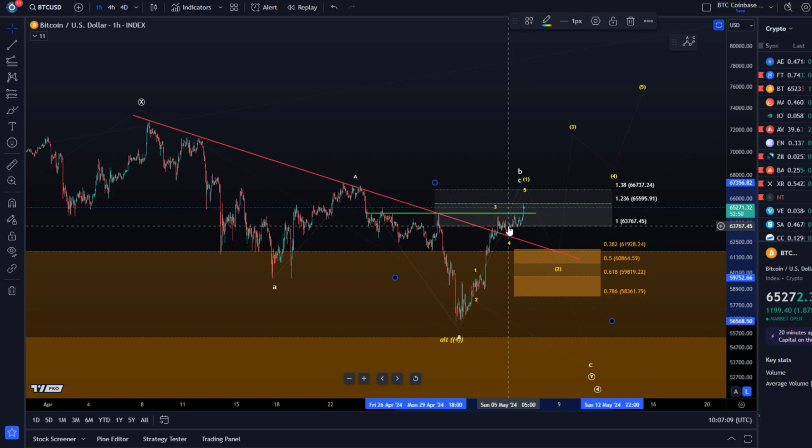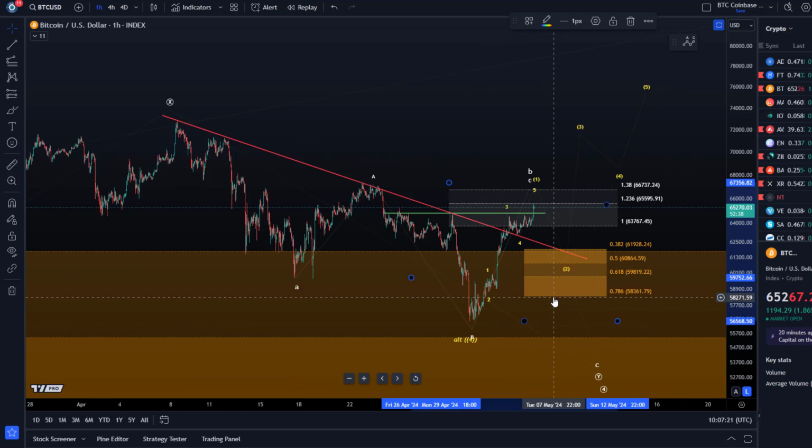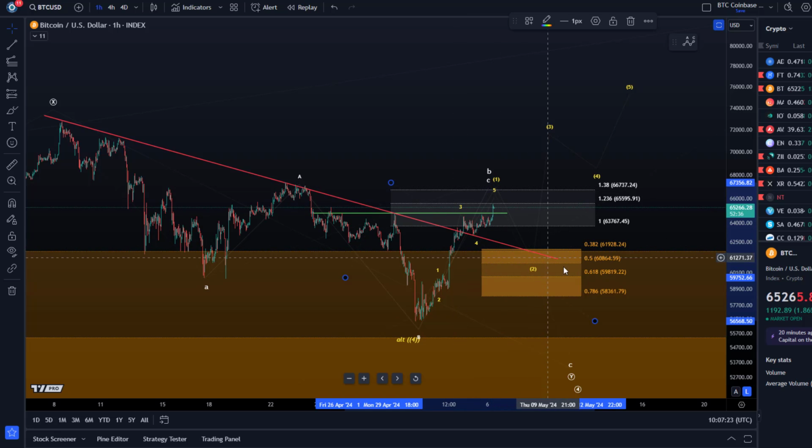The reason why we're looking for a pullback is because it would help us confirm if we've really bottomed here in a larger degree fourth wave. So looking at the short-term bullish count, we might have bottomed here in wave 4, but it takes a 1-2 setup to confirm it regardless.